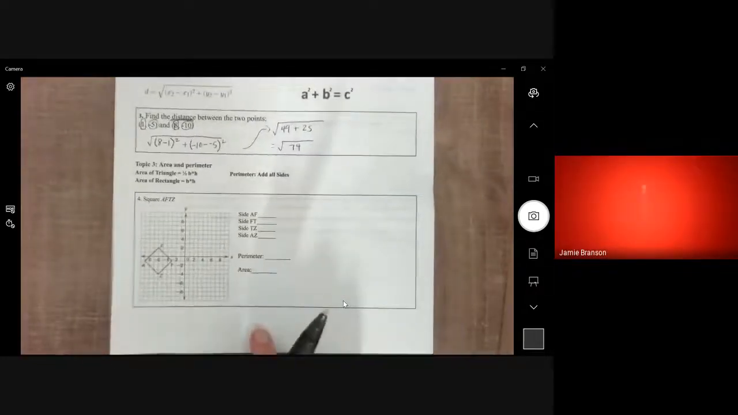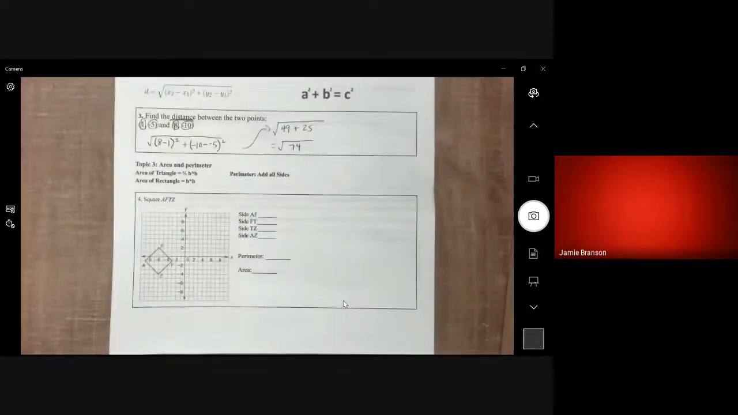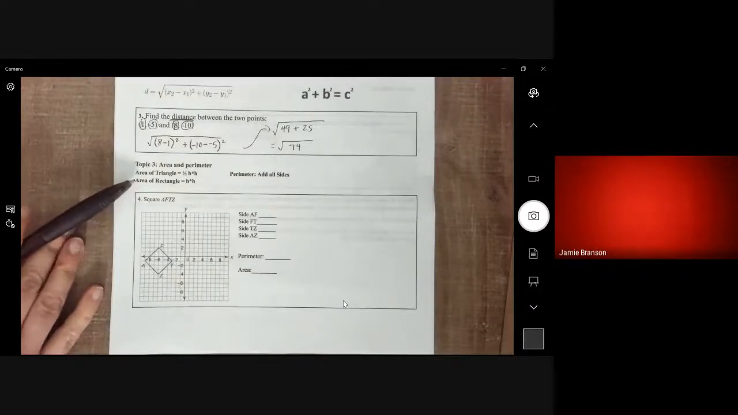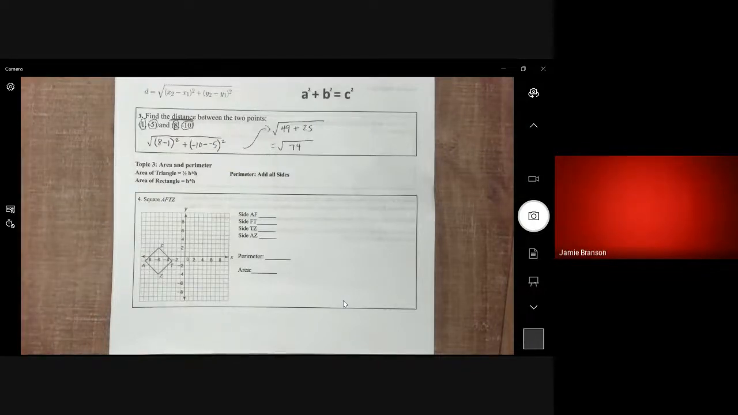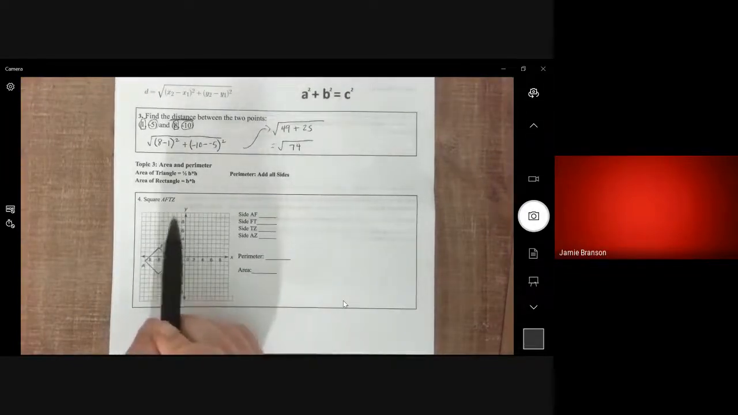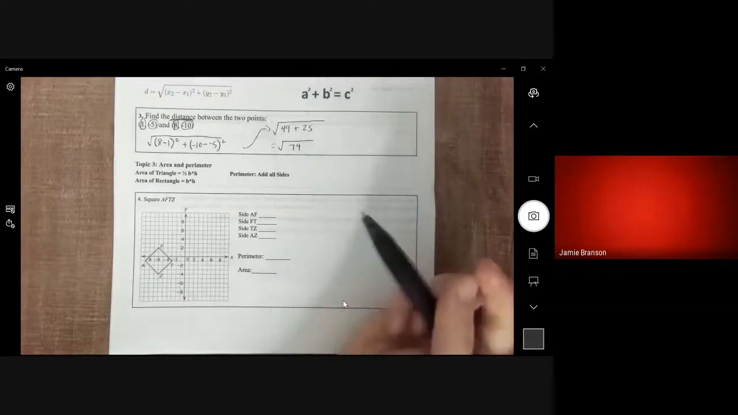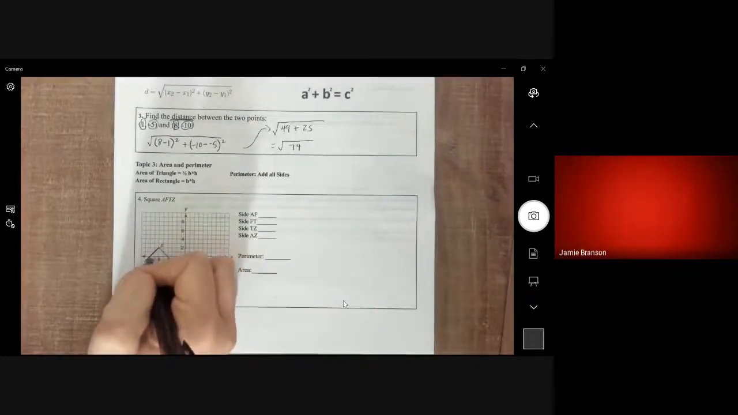Okay. Our next topic was area and perimeter. So I kind of recapped the area formulas. We pretty much did triangles and then rectangles or squares. So triangle, you do 1/2 the base times the height. The rectangle, you do the base times the height. And then for perimeter, you always add all the sides together. Okay. So this one tells me this is a square. So I need to find the lengths of my sides, and then I can use that to get my perimeter and area. So this is a point where this is on the graph.